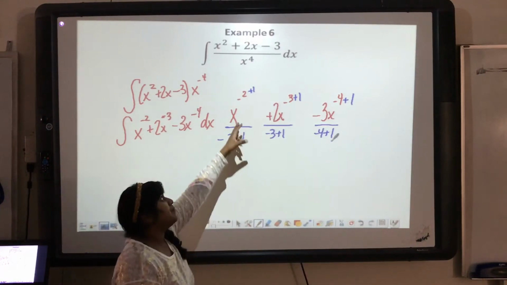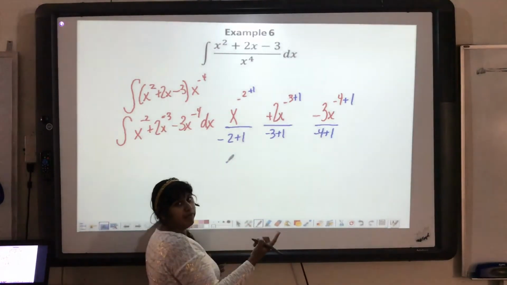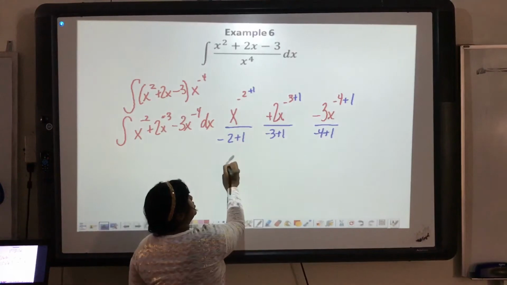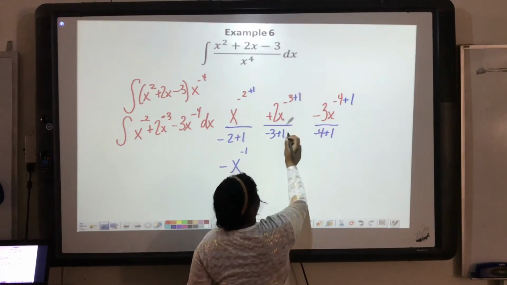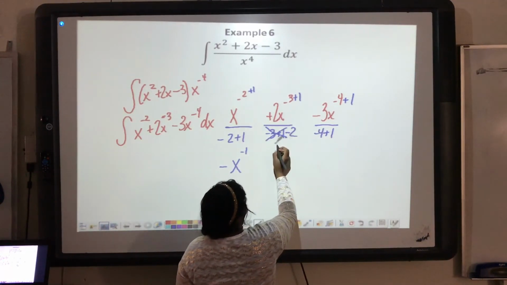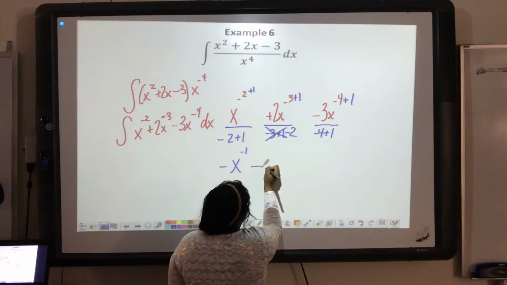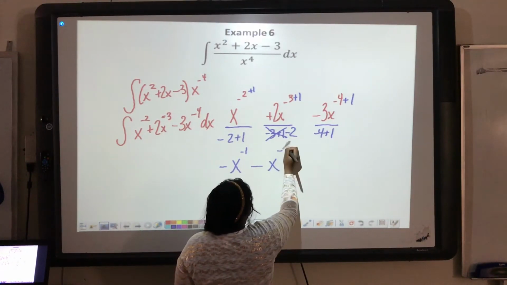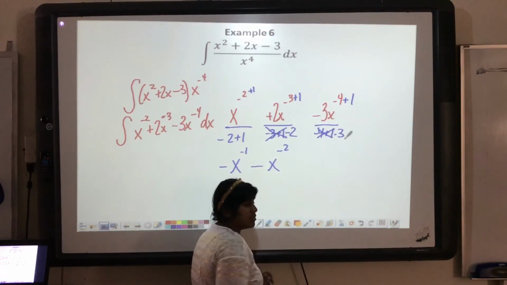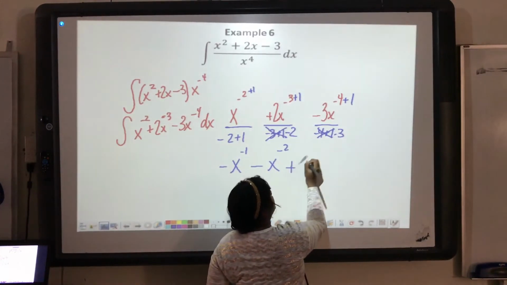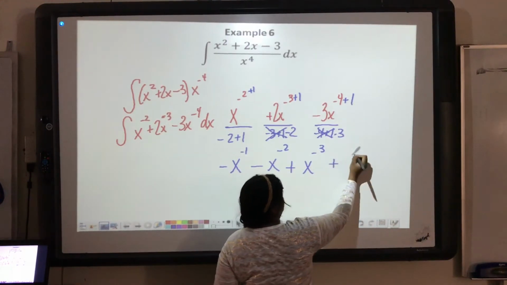If I solve through with that, negative 2 and 1 gives me negative 1 over negative 1, and if it's over negative 1, then it's just negative. So this becomes negative x to the negative 1. This becomes negative 2, so my 2's cancel, but my negative stays. So this turns into minus x to the negative 2. This becomes negative 3, but here my two negatives cancel because I have a negative up top. So this becomes plus x to the negative 3, and again, we need plus c.